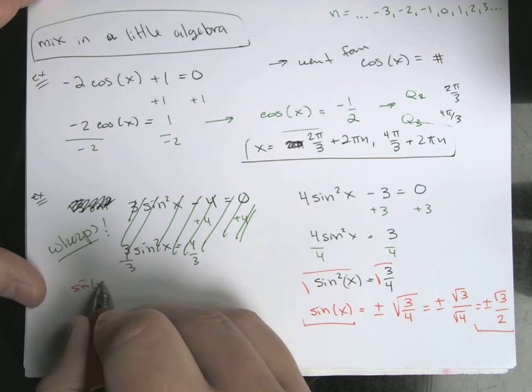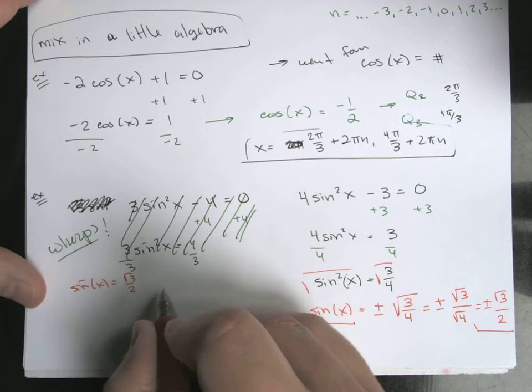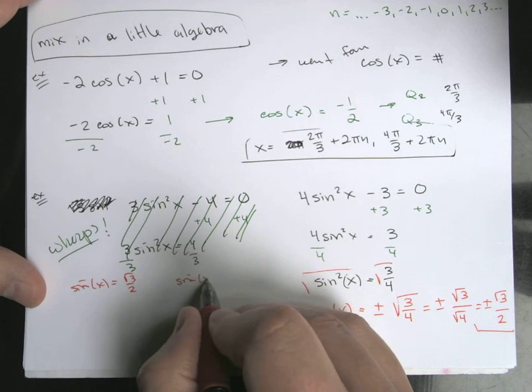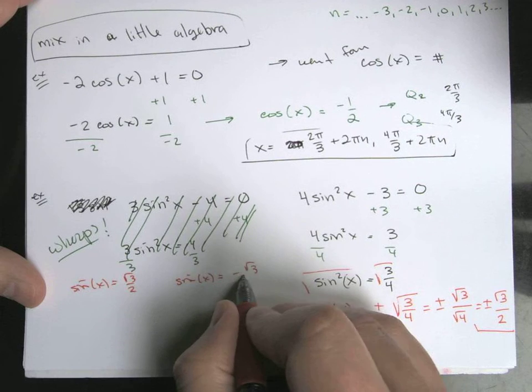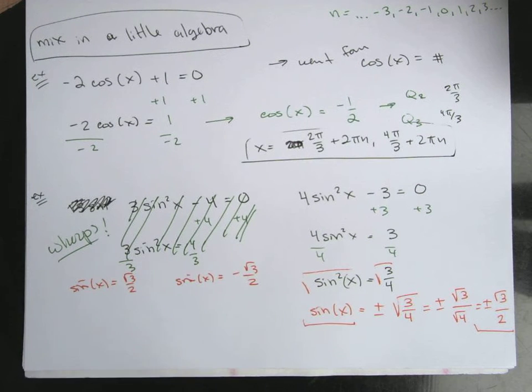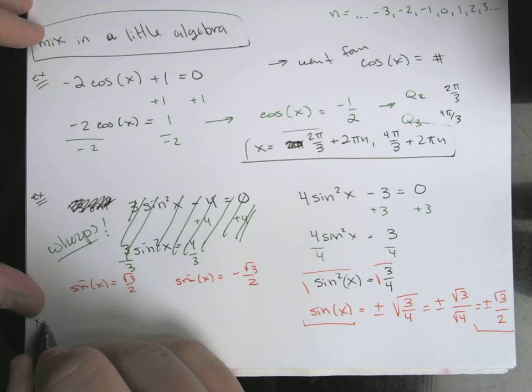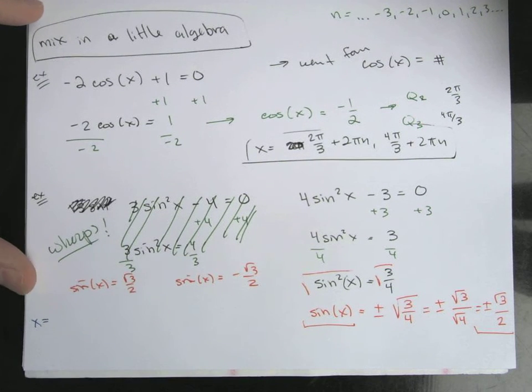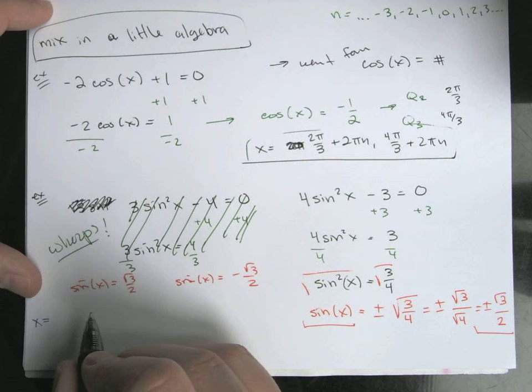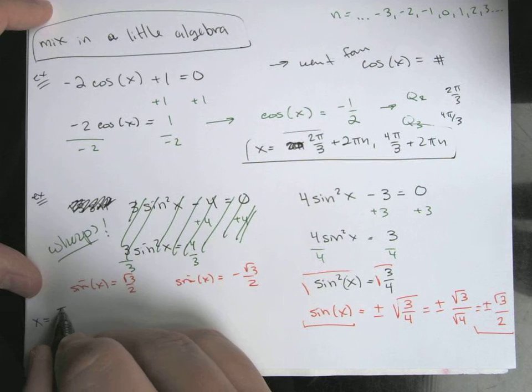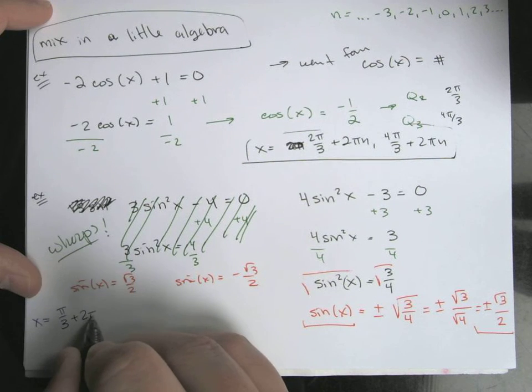So sine of x is like root 3 over 2, or sine of x is like negative root 3 over 2. And then each of those are going to give us two different answers for x. So the x will be, and then generalized, right? So this is going to happen at what? Pi over 3 again. Really loving the pi over 3's here.